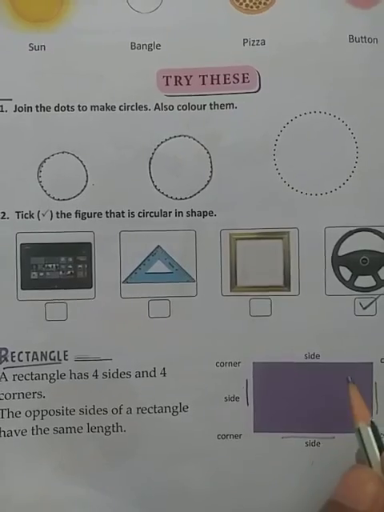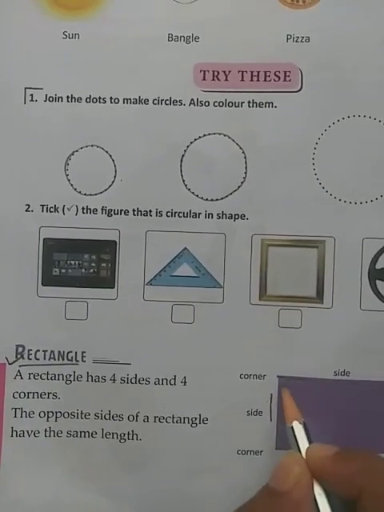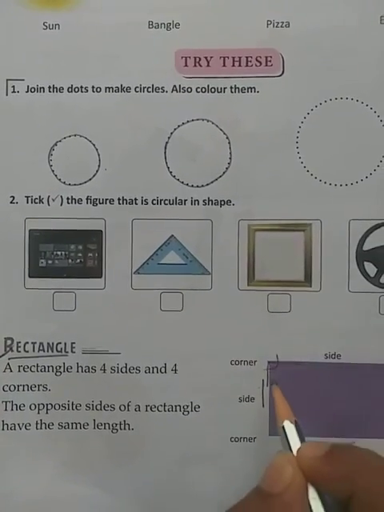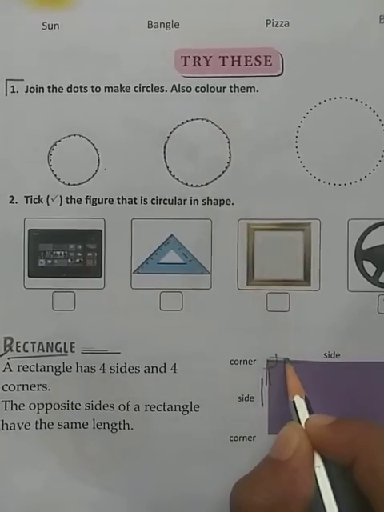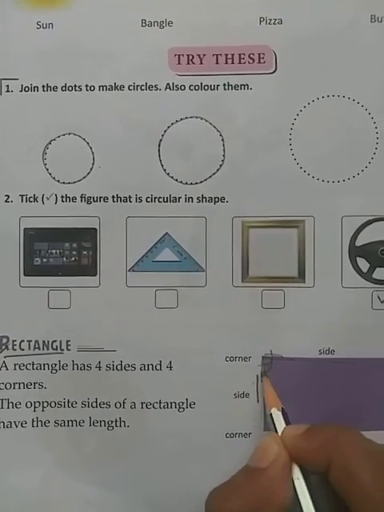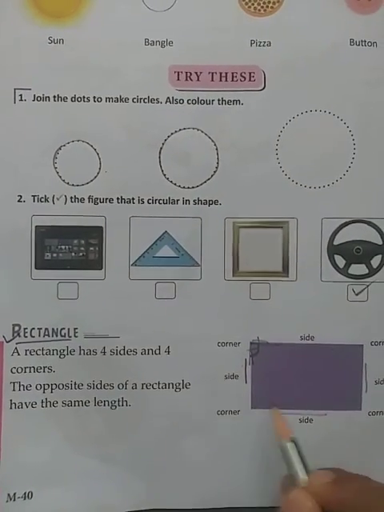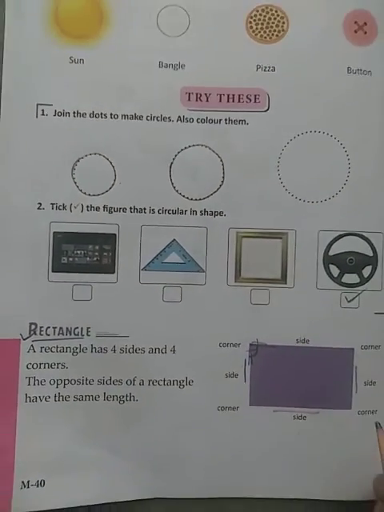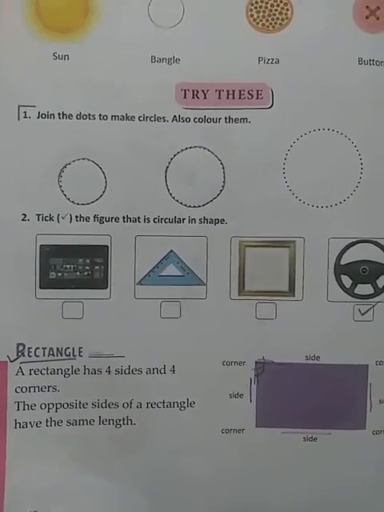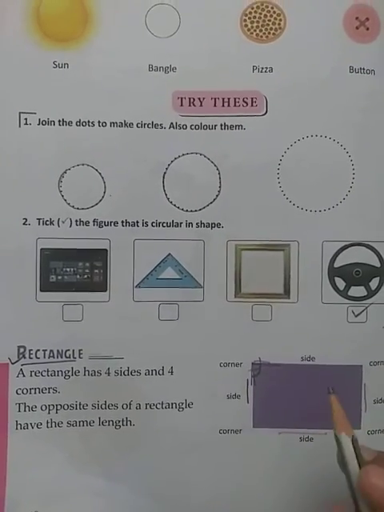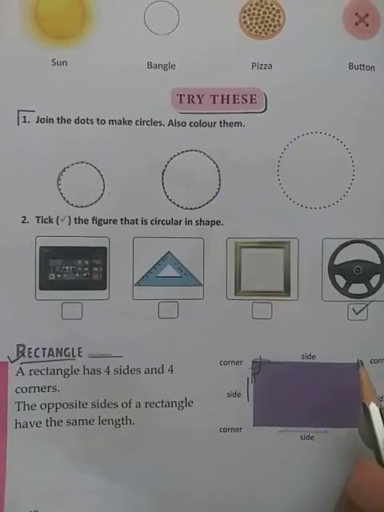Now which are the corners? Where two sides are joining, that is called a corner. Here, this side and this side are joined, right? So it made a corner. So one corner, two corners, 3 and 4. So the rectangle has four sides and four corners.